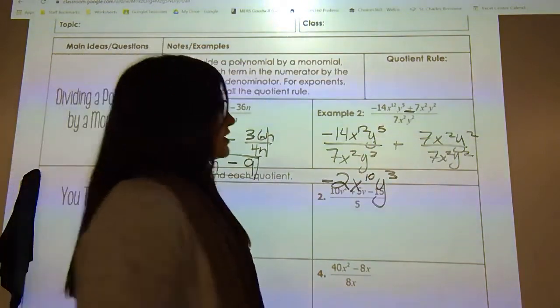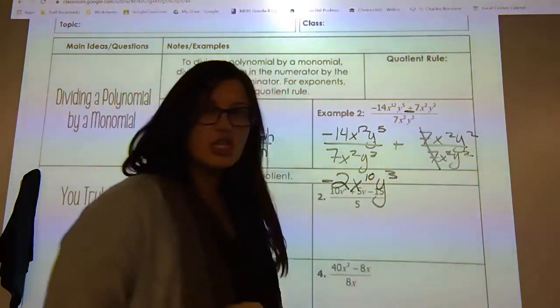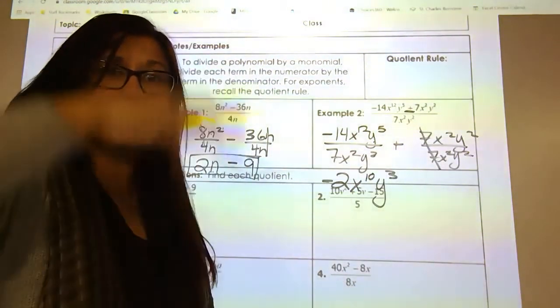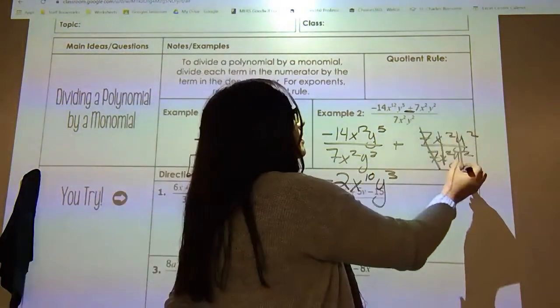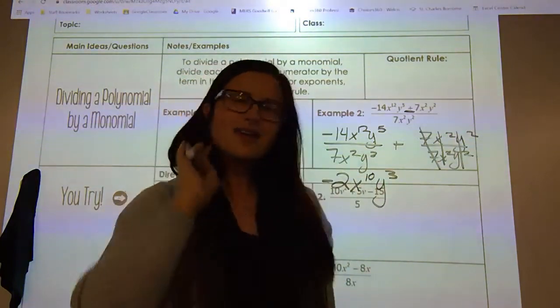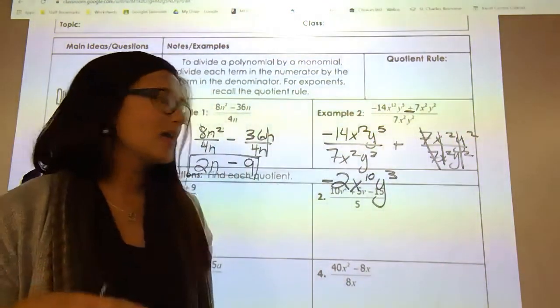Now, look at this, guys. I got 7 divided by 7. That's just the number 1. So sometimes I cross it out and say that goes away. X squared divided by x squared, it goes away. Y squared divided by y squared, it goes away. Does that whole thing just go away?